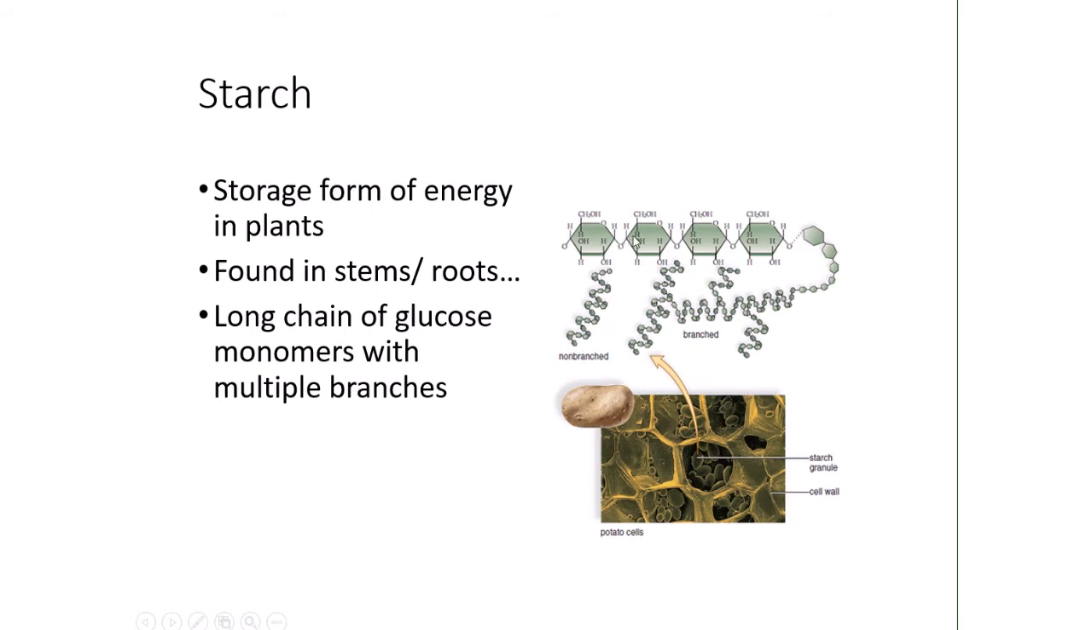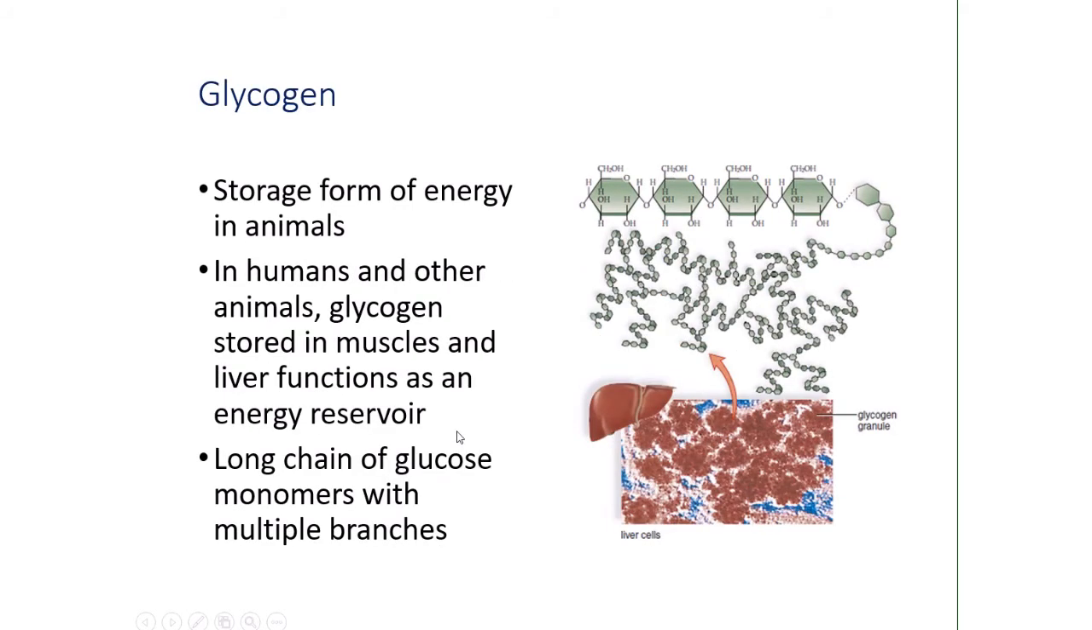You can see here, there's the main branch, and then there are these side chains coming off from it. We can actually consume starch when we eat a potato. We are eating the storage form of energy in the plant, and we can chop up the individual glucose in the starch and use it for our own energy production.